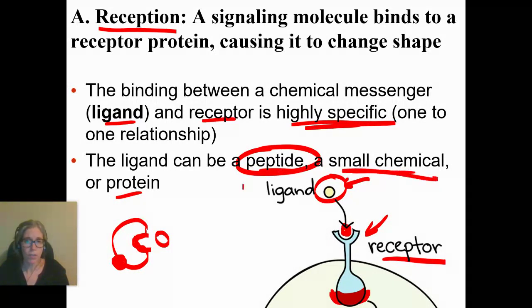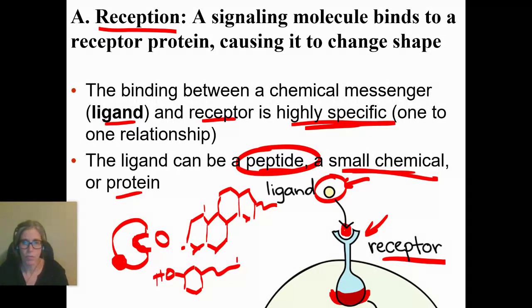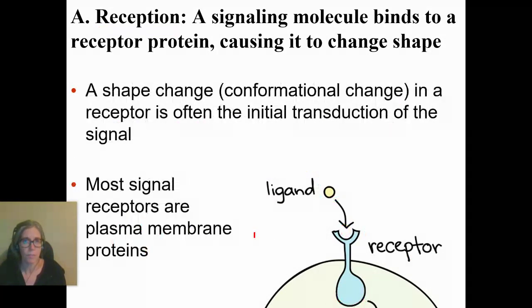Or it could be some other small chemical, like maybe it's estrogen, which would have the general steroid shape, which is just a hydrocarbon, a bunch of carbons attached to hydrogens. So it would look something like this, and I think some of them have like an OH here or there, some carbons over here. So that could be a type of ligand. Some of them just have one ring and then maybe a couple of carbons. So that could be the shape of another ligand molecule. So there are a bunch of different types.